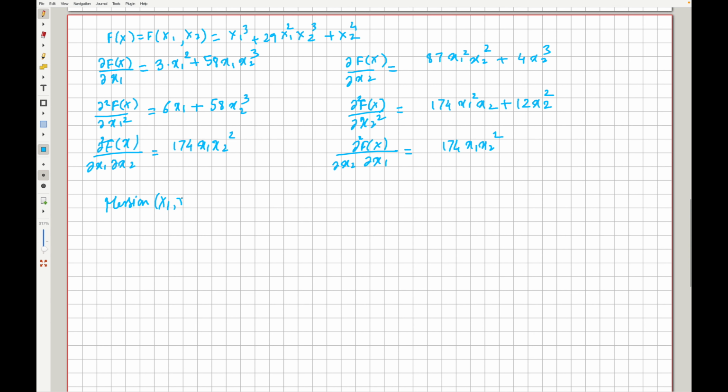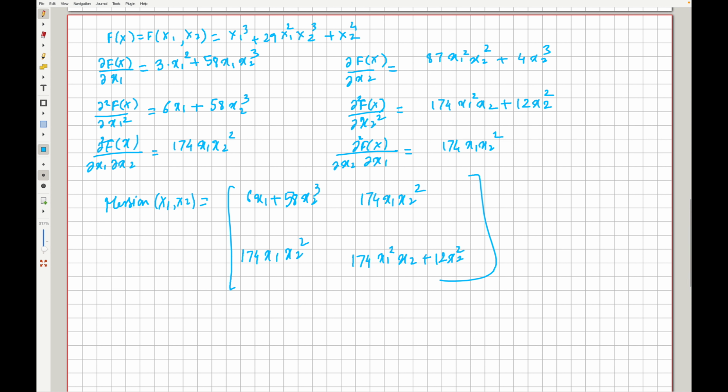And therefore, our Hessian for x1 x2 looks like this. We have 6x1 plus 58 x2 cubed, and the other diagonal term is 174 x1 squared x2 plus 12 x2 squared. For the off diagonal terms we have 174 x1 x2 squared, and here we have 174 again, x1 x2 squared, so they happen to be the same.